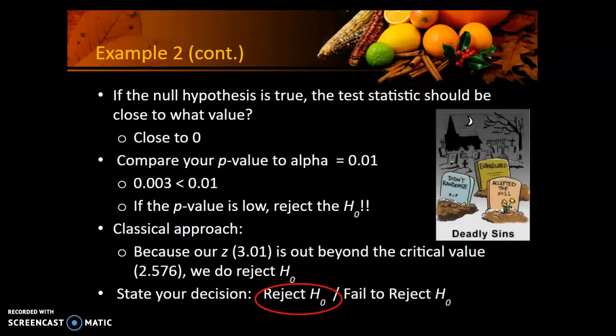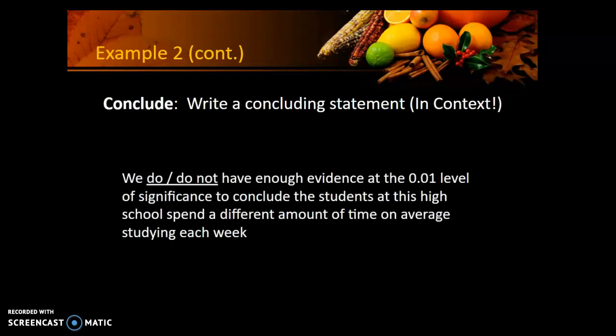Never accept. Remember, if we do not reject, then we say "do not reject" or "fail to reject." But we do not ever say "accept the null." And so we do have enough evidence at the 0.01 level of significance, and then throw in your context, to conclude that the students at this high school spend a different amount of time on average studying each week.